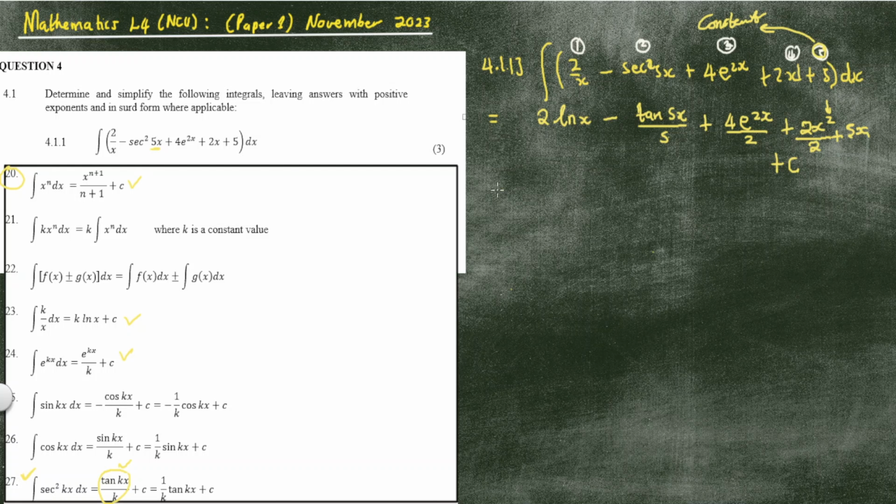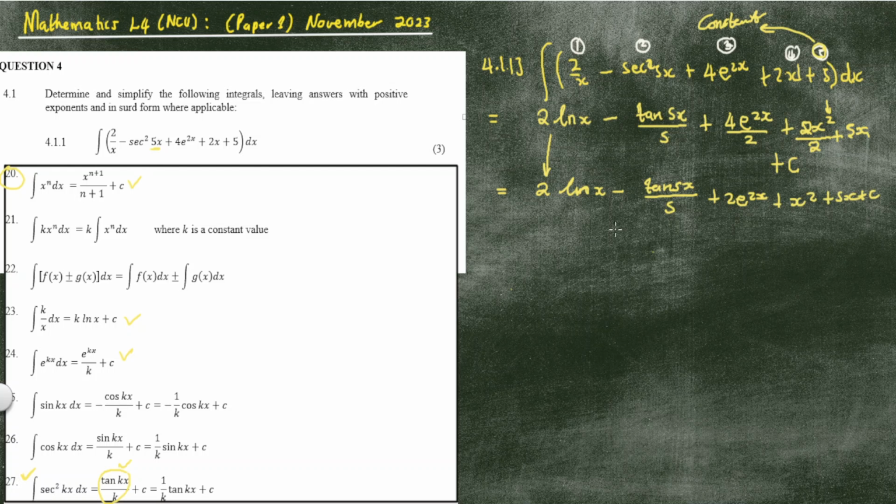So let's simplify further. There's nothing to simplify, so it's just going to be 2 ln x minus tan 5x over 5. 4 over 2 is 2, e to the 2x. 2 over 2, that's 1, so it's just x squared plus 5x plus c. So this is our final answer for 4.1.1.